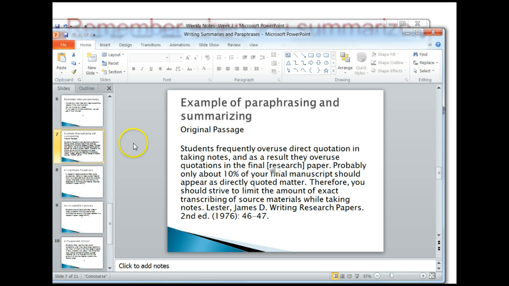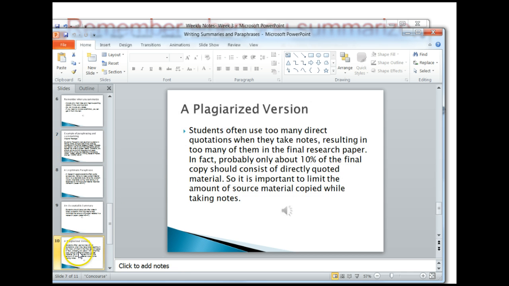If you go to the original, students frequently overuse direct quotations, so all that we did is change one or two words. So that would be considered plagiarism, and in academic writing, you're not allowed to do that. So you can go back and forth and look at this one again. This one is also listed in your list of resources on the main page of your course.